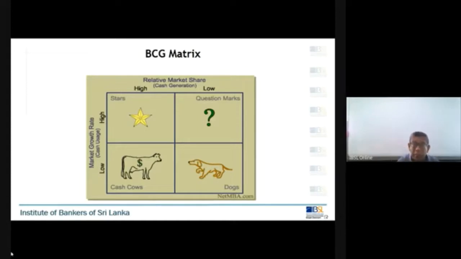If you look at the question marks, which sometimes people call problem child, whatever, market share is less, but there's a potential of growth. There are some with less market share, but there's a potential to grow. Right? But there are some dogs. Dogs, right? They don't have a high market share, they are not growing, right? And you look at it, what are the products that come under dogs? The dogs products. Product life cycle, product portfolio.